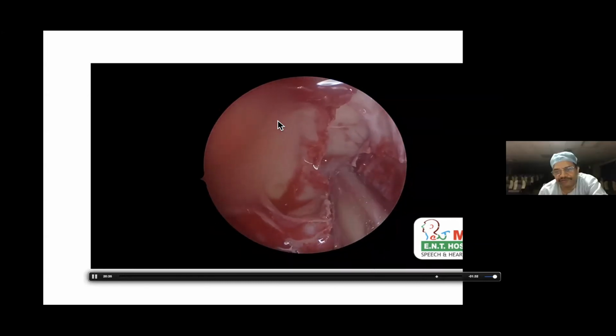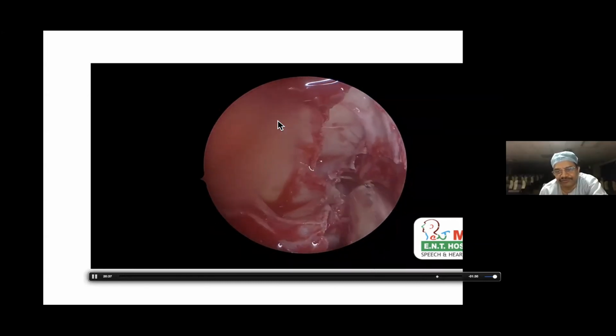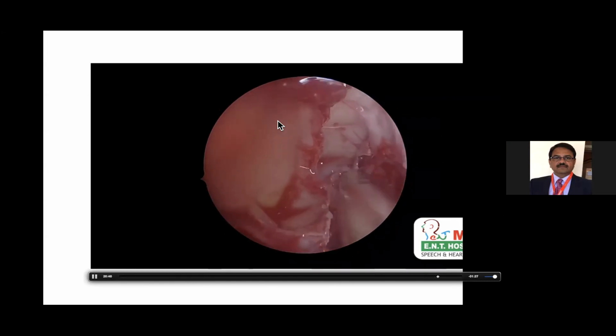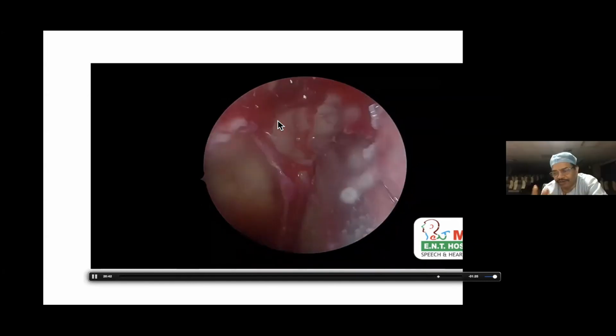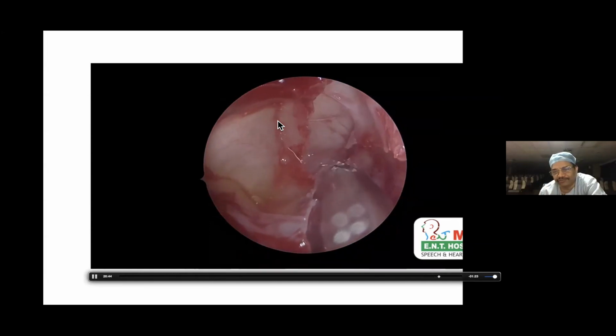So I'm doing a little finishing work on the sphenoid sinus. Because I've seen a little more bleeding there, I stopped there. I stopped for a while.